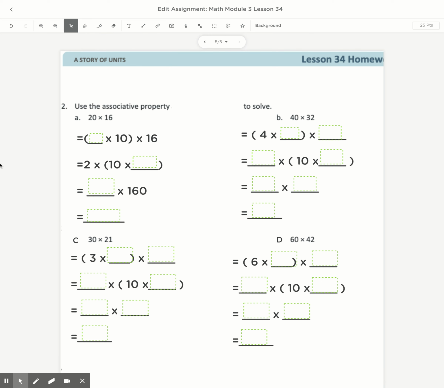Okay, so for homework, you guys just have one slide, and it's just 4 problems. So for these 4 problems, and I set them up for you, you're going to have to use the associative property to solve. So first one, I set you up quite a bit. I set you up with most of the equation. It should be fairly easy to fill in the blanks.